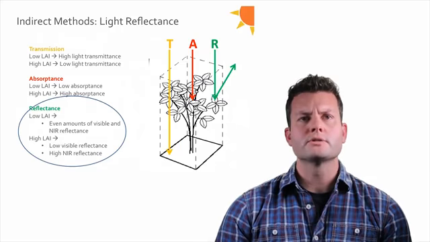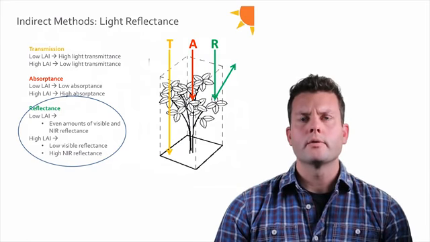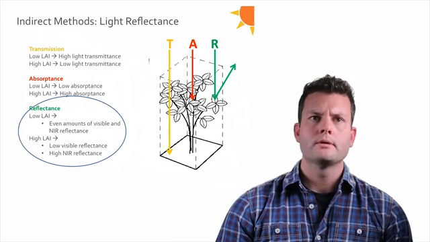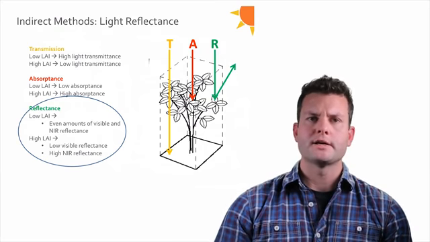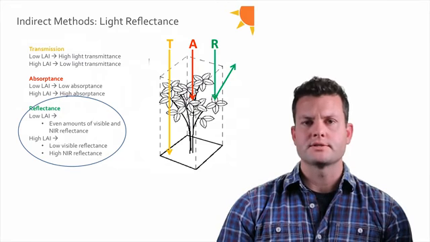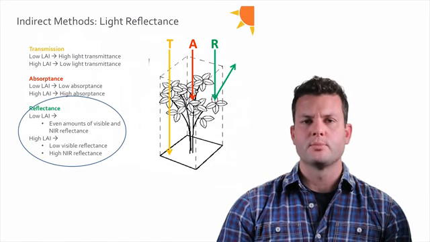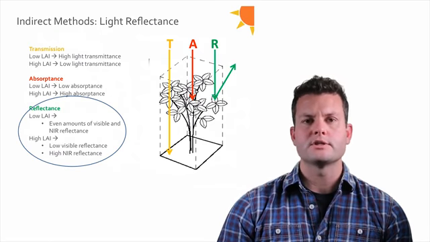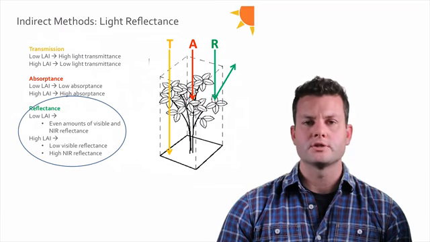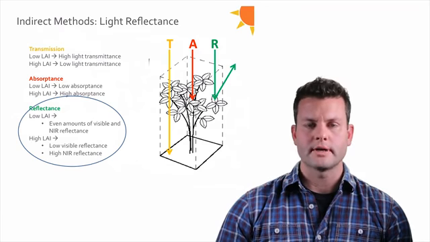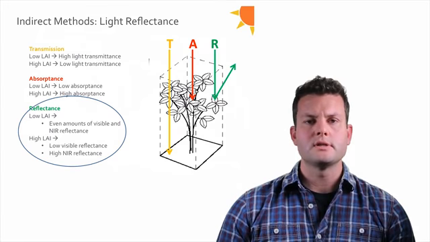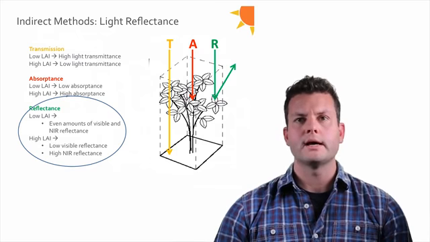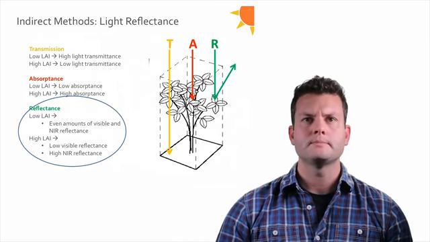Okay, so we've talked about how to use light transmission to estimate LAI. Now we're going to talk about how to use reflectance to calculate LAI. Again, starting simply here, in cases where LAI is very low, what we typically see is an even amount of reflectance in both the visible and the near-infrared portion of the spectrum. As LAI increases, we observe a decreasing amount of visible reflectance, whereas near-infrared reflectance tends to increase. So there must be some relationship between visible and near-infrared reflectance and LAI that we can use to estimate LAI.